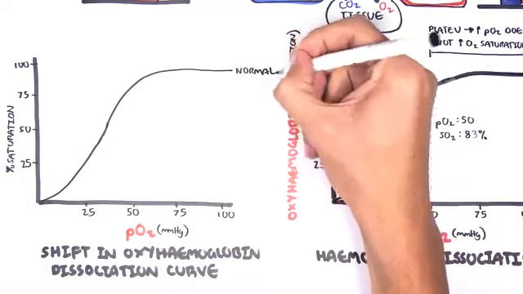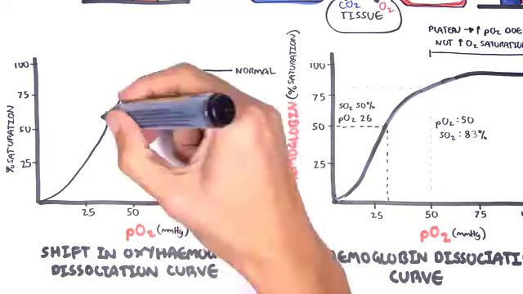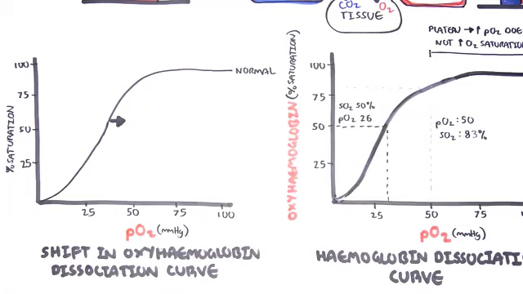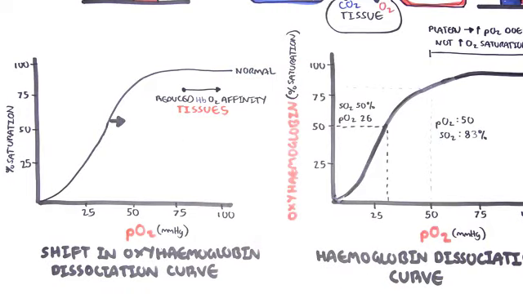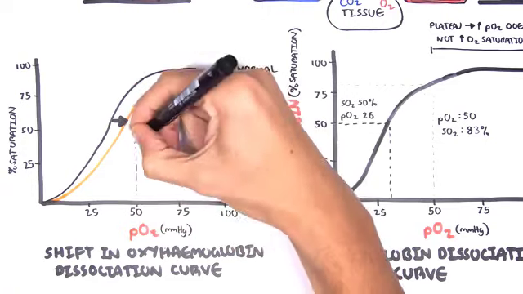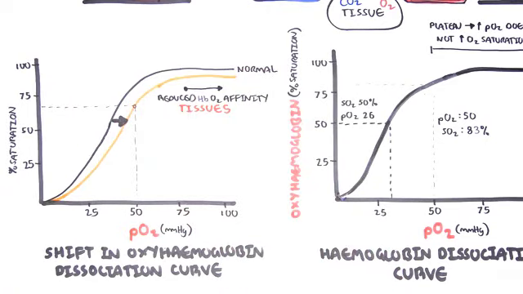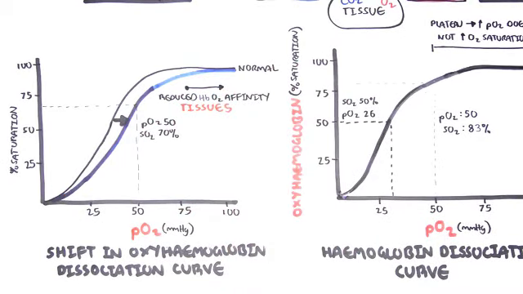Here is the curve normally. We will look at examples of what shifts the curve to the right and what shifts the curve to the left. When the curve shifts to the right, it means that there is reduced hemoglobin oxygen affinity, and this occurs in tissues. So basically, the hemoglobin affinity for oxygen is decreased. Remember the normal curve, the partial pressure of oxygen of 50 had an oxygen saturation of about 83 to 85%. In this new curve, the partial pressure of oxygen of 50 has an oxygen saturation of 70%. So reduced oxygen saturation, and this is because there is reduced affinity for oxygen.